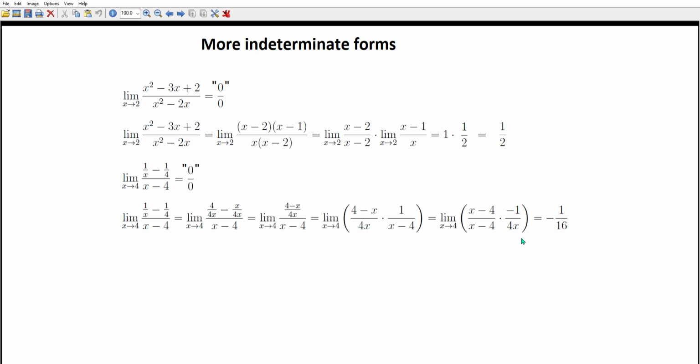And when you calculate this limit, that's a 1. This is minus 1 over 4 times 4. So when we're done, we got minus 1/16.